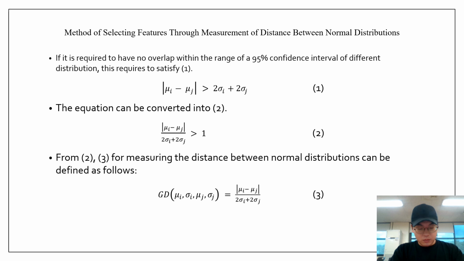From 1 and 2, the measure of the distance between normal distributions can be defined as follows, like number 3. To satisfy a 99% confidence interval condition in 3, sigma i and sigma j have to be multiplied by 3 instead of 2.